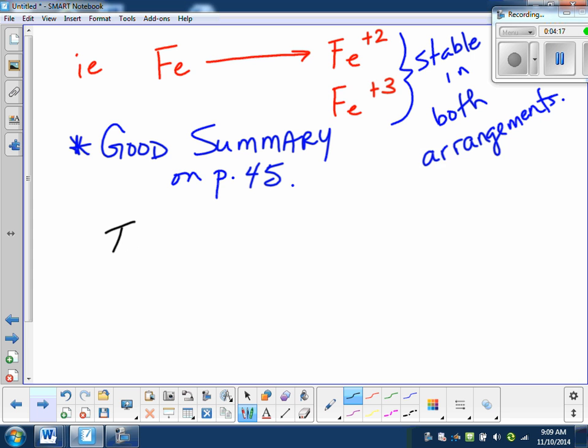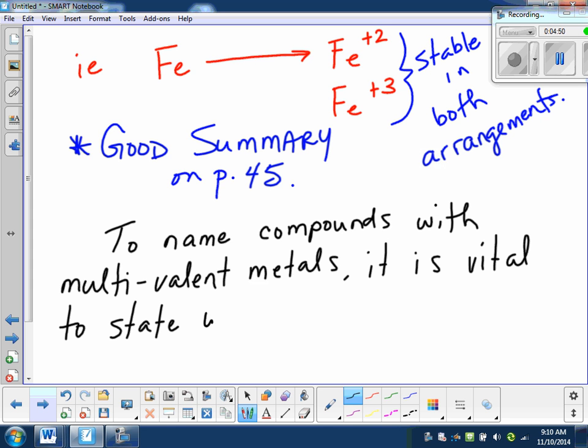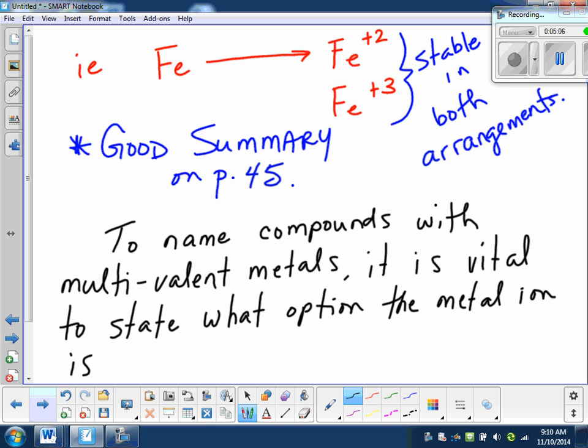So, to name compounds with multivalent metals, it is vital to state what option the metal ion is in in this compound.